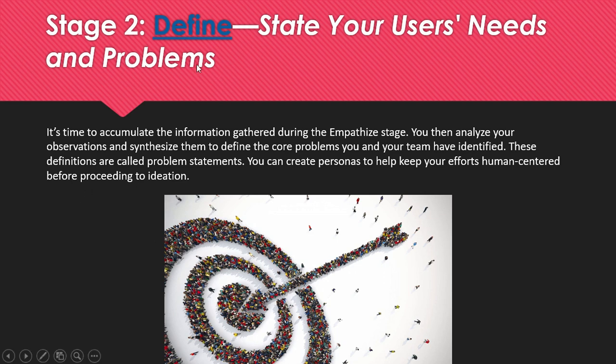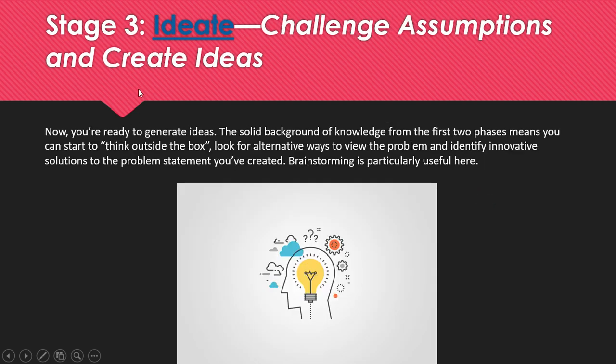So this is just the second stage, where you define or state your user's needs and problems. The next stage is the ideate stage. This is where you create ideas upon ideas, thousands of ideas, and at the end of the day, you might not use all 1,000 ideas. It will only be one that you use, and that one might be a combination of the 1,000 ideas.